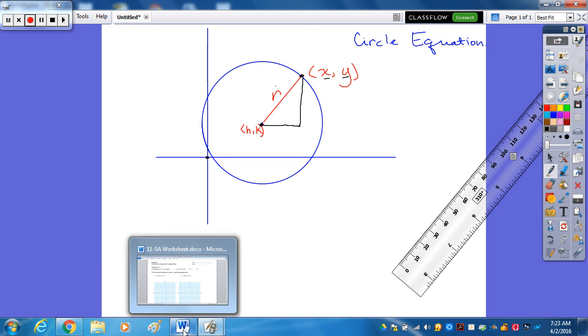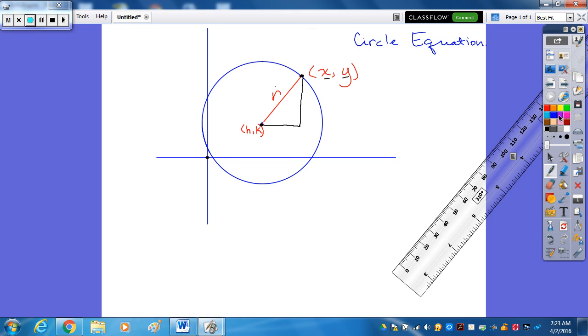Okay? So, let me use a different color here. Hopefully this will show up well on your computer screen. If I know that this distance here is over x, over x up y, and I know that this distance here, from here over to the origin, is going to be over h, then if I take the difference of these two lengths, that's going to give me this length right here. So this is actually x minus h, okay?